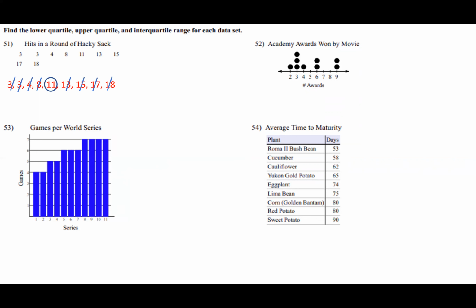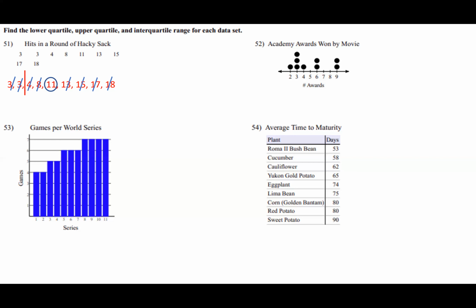Now, the interesting part of the median is that it separates my numbers. There's the lower half, right? The numbers 3 through 8. And there's the upper half, the big numbers, 13 through 18. For my lower quartile, I'm looking at my low numbers, 3, 3, 4, 8, and I want to find out what number is in the middle. Kind of like I was doing the median on that side. I will find out the number in the middle is right in between 3 and 4.